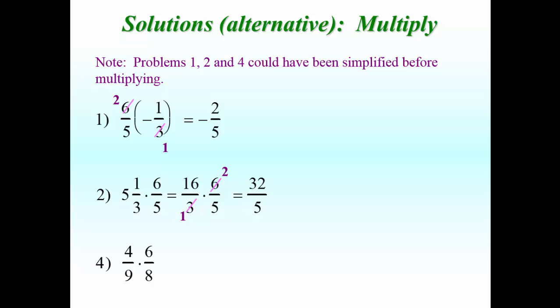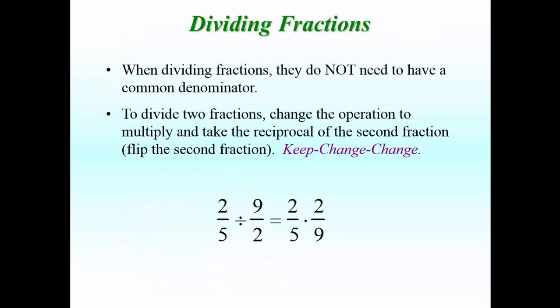That last one, finally, lots of simplifying can happen. 4 goes into 4 once, 4 goes into 8 twice. So then you have 1/9 times 6/2. Then you could simplify this way. 2 goes into 2 once, 2 goes into 6 3 times. At that point, you have 1/9 times 3/1. Simplify again. 3 goes into 3 once, 3 goes into 9 3 times. In the end, you get 1/3.